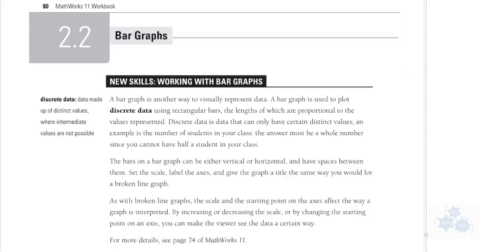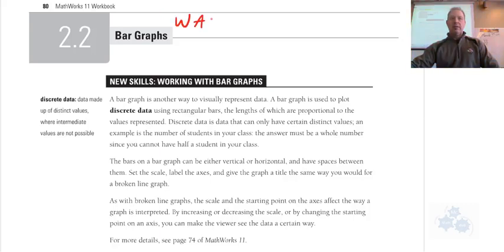All right, so this is Workplace and Apprenticeship 20, Section 2.2, okay? Now, we've been talking about graphs, right? Line graphs, broken line graphs, multiple graphs on the same graph at the same time, so you can see different patterns and things. 2.2 talks about bar graphs, okay? So we're going from line graphs to bar graphs.